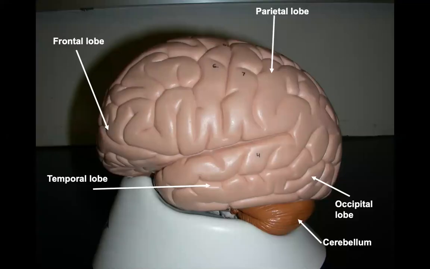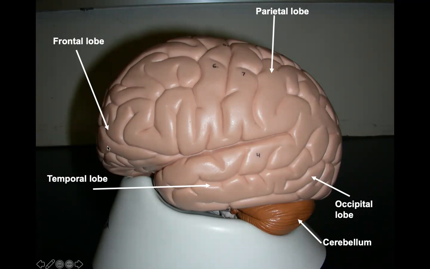Hi everybody, today we are going to review the anatomy of the brain, eye and ear for an introductory anatomy and physiology course. So go ahead and get started with the main lobes of the brain.